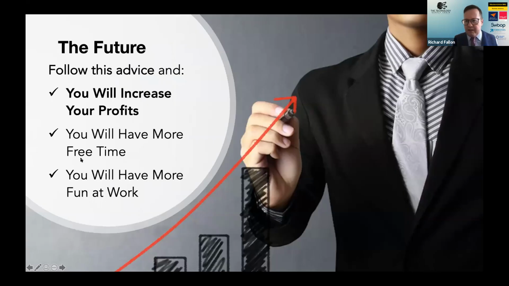So if you're going to listen to a talk today, if you follow this advice, you will increase your profits, you will have more free time, and you will have more fun at work. Because a lot of what we do with innovation is just doing something new in the business. Often that's automating something that's a bit boring and repetitive, or using some new technology or doing digitization, lots of things. But ultimately, at the end of the day, it's helping you to cut costs, raise your profit, take more time off, and have more fun, because you can do the stuff you like at work, as opposed to the boring stuff that doesn't really add any value.